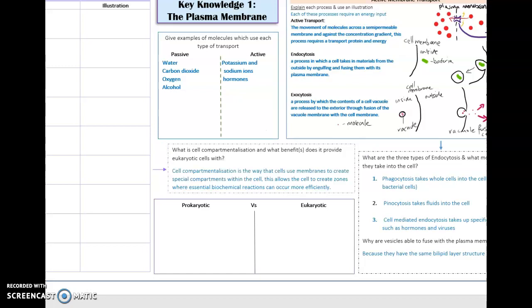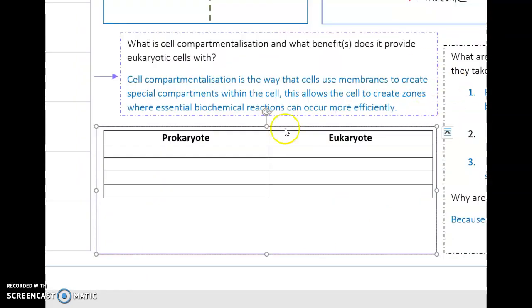Okay, so we've talked about cell compartmentalization, but it's really important to realize that not every cell does it. Prokaryotic cells don't, and eukaryotic cells do. Now we've got a table down here where we've got to talk about prokaryotic versus eukaryotic. Let's start with the kingdom. Prokaryotes are pretty much the kingdoms of bacteria and archaeobacteria, whereas eukaryotes are plants, fungi, animals, and protista.